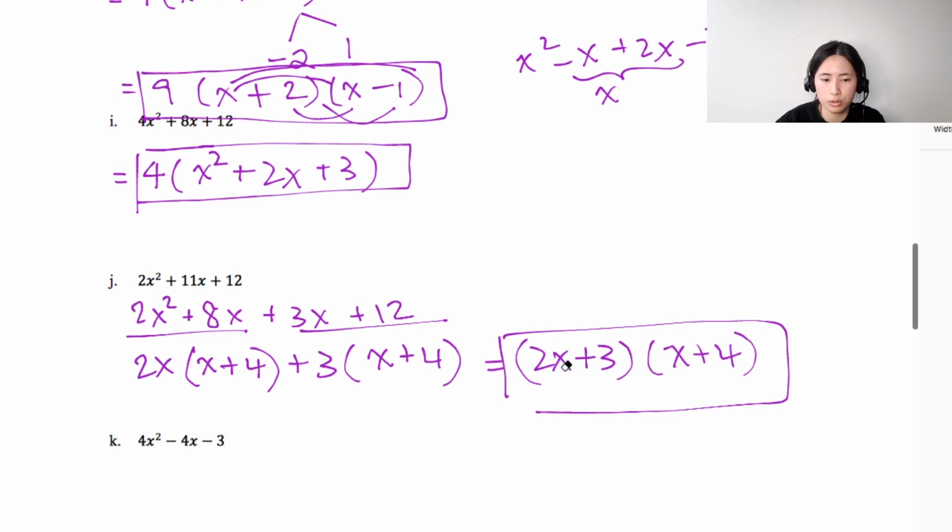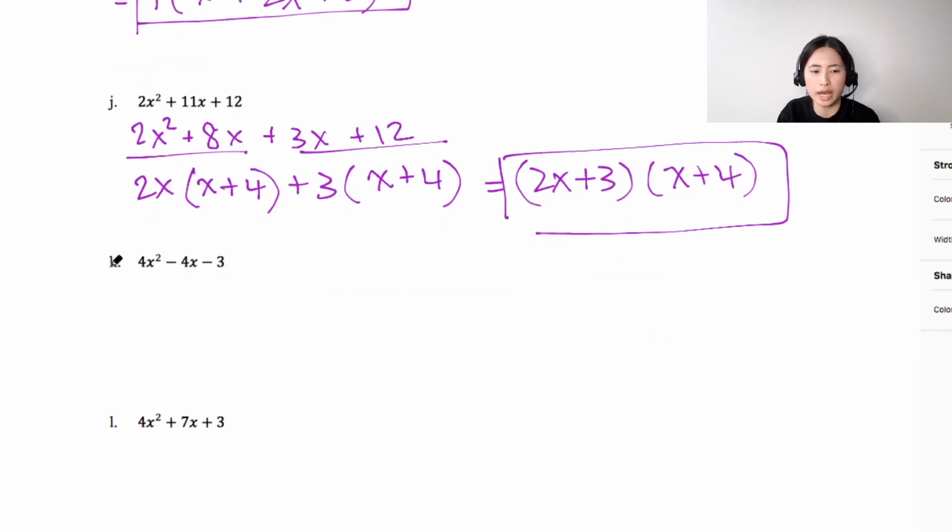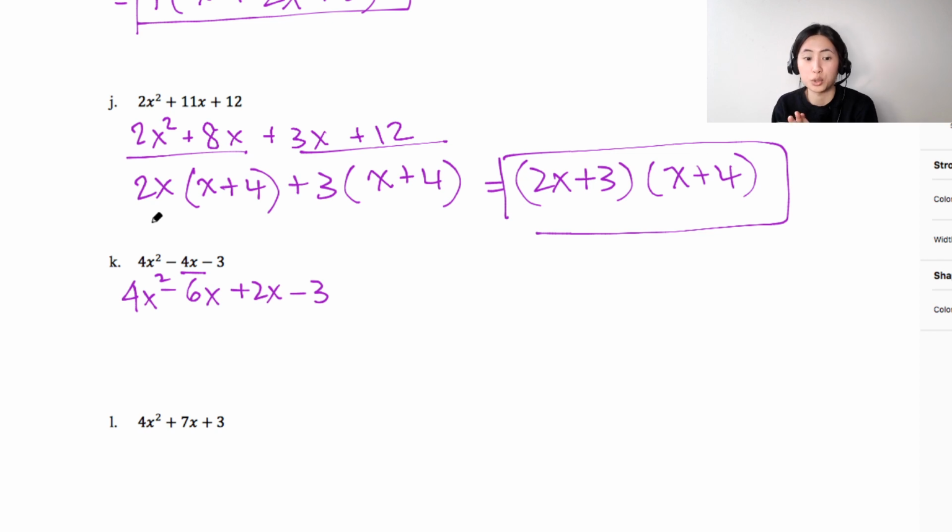Okay, so let's move on to part K. So now we have another one where A is not equal to 1. Anytime you see that, you need to confirm that you can actually group this and basically factor them out. So if you have negative 4x, you can try negative 6x and positive 2x, being negative 4x. So you would have 4x squared, then this is minus 6x plus 2x, and this is minus 3. This is the only time you can apply grouping when your A value is not equal to 1.